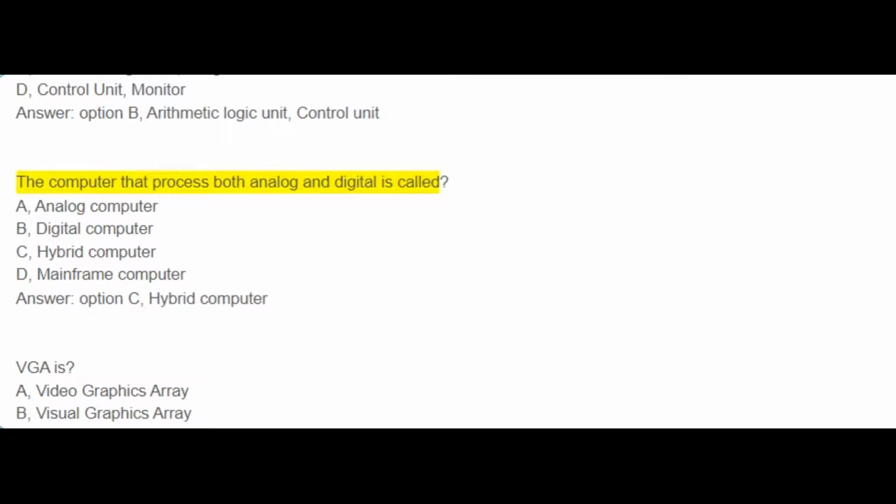The computer that processes both analog and digital is called A. Analog computer. B. Digital computer. C. Hybrid computer. D. Mainframe computer. Answer. Option C. Hybrid computer.